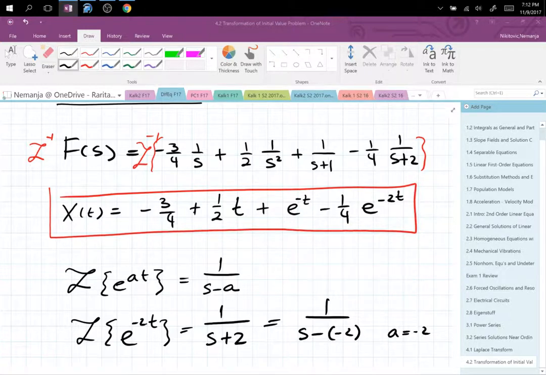Does this also work for a constant? Yes. And a forcing term? Does the forcing term always have to be there? Where? On the right side. Or can it be 0 on the right? Yeah.